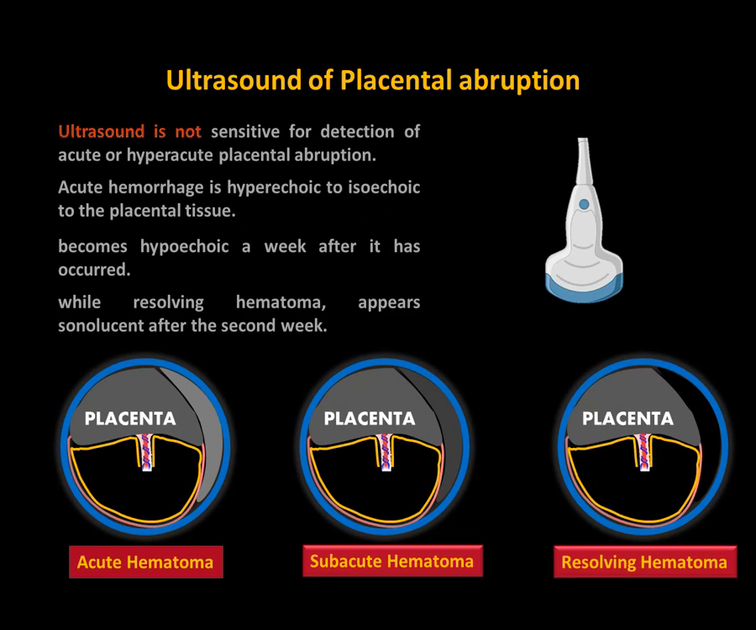Ultrasound is not sensitive for detection of acute or hyperacute placental abruption, especially if the hemorrhage is concealed. Acute hemorrhage is hyperechoic to isoechoic to the placental tissue. Becomes hypoechoic a week after it has occurred, while resolving hematoma appears sonolucent after the 2nd week.